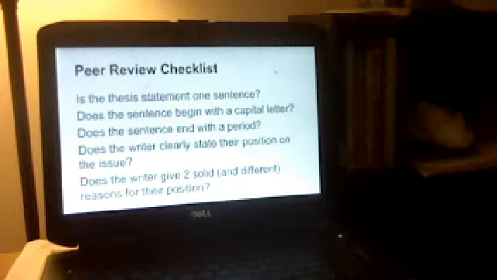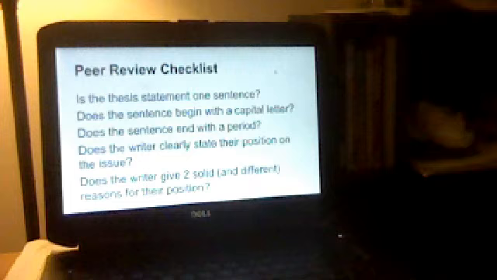So the checklist: Is the thesis statement one sentence? Does it begin with a capital letter? You'd be surprised how few students know to do this. Does the sentence end with a period? Does the writer clearly state their position on the issue? And does the writer give two solid and different reasons for their position?